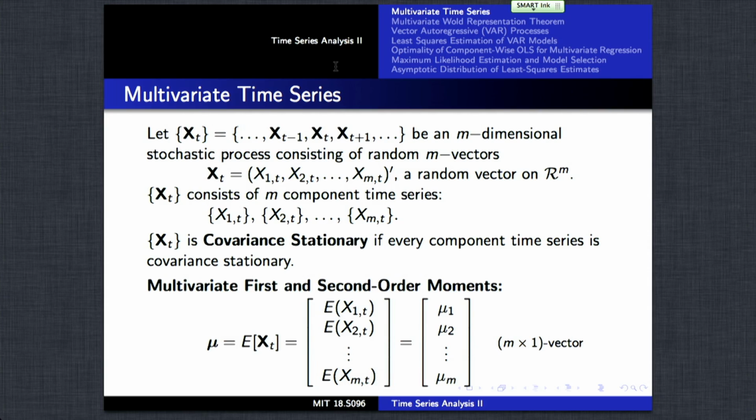With the multivariate case, we extend the definition of covariance stationarity to correspond to finite bounded first and second order moments. So we need to talk about the first order moment of the multivariate time series. Mu now is an m vector, which is the vector of expected values of the individual components, which we can denote by mu_1 through mu_m. So we basically have an m vector for our mean.